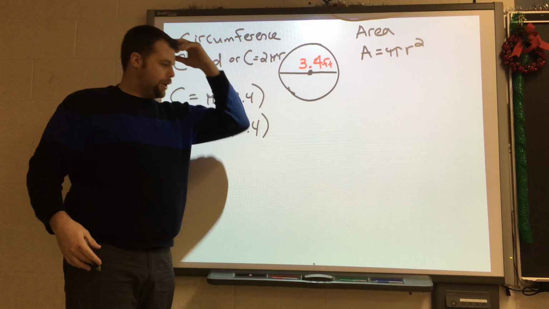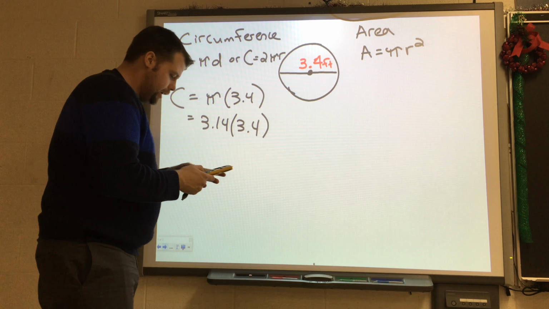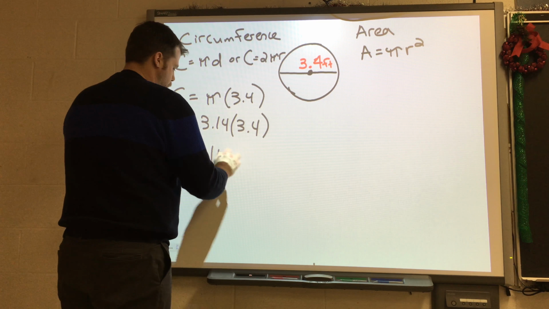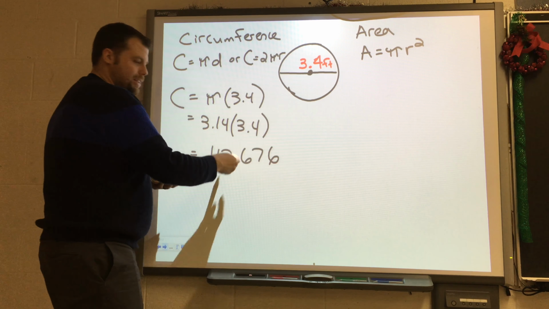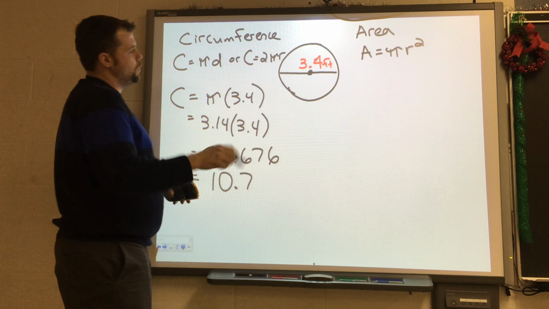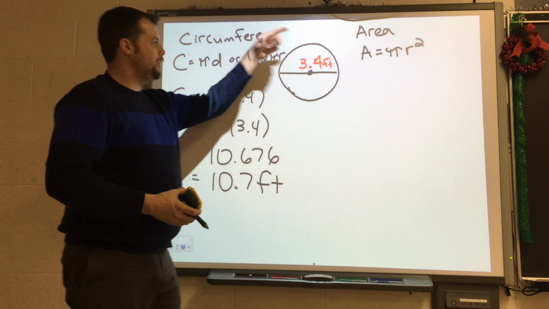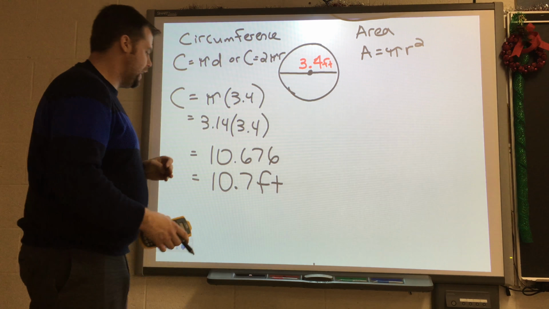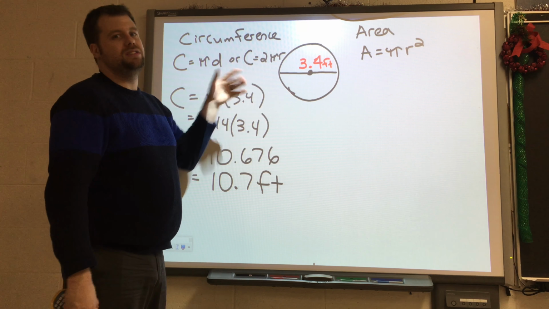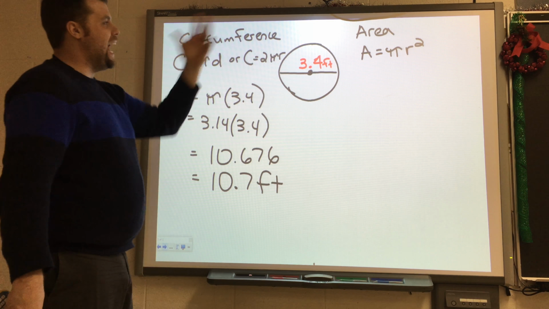Let me use my handy dandy calculator. So 3.14 times 3.4 gives us 10.676, and I'll round it to the tenths place, which is 1 decimal. So the overall circumference of this circle all the way around is 10.7 feet. It's 10.7 feet all the way around the outside, and that's how you find circumference. If I was given the radius, I would use the other formula, double it, get the diameter basically, and then multiply by pi again.